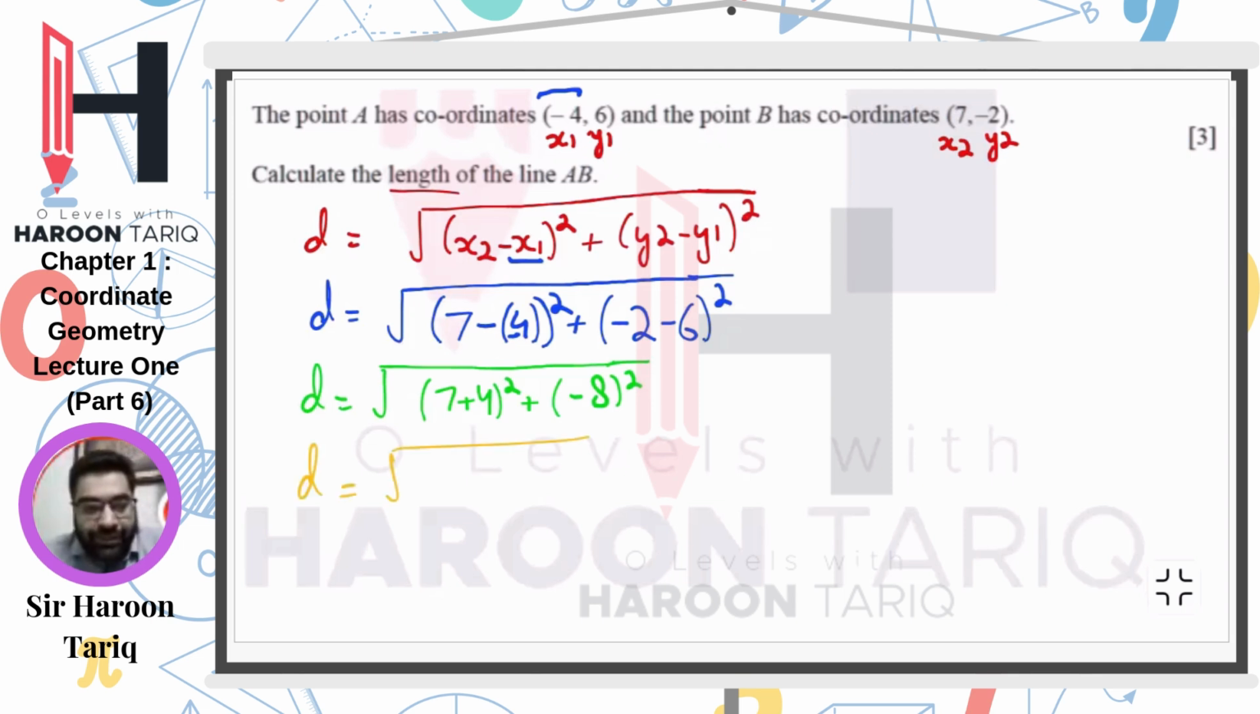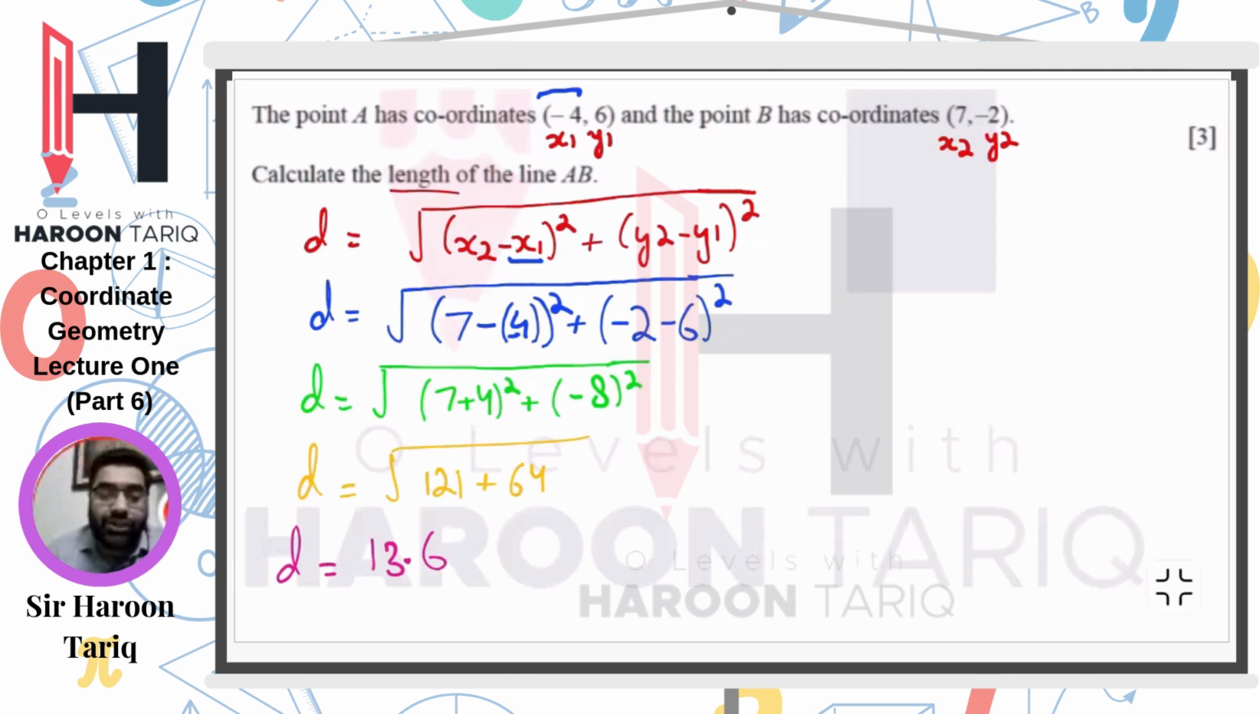So D is equal to, this would be 11 squared, or rather I'll just write this would be 121. 11 squared is 121. And then we have plus 64. Then you just put this in your calculator to get your final answer. It should give you 13.6. That's the length. Is this clear, guys?